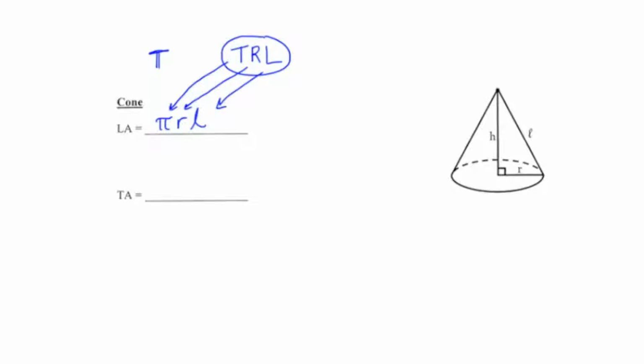Awesome. Now, the total area is going to be the lateral area plus the one circular base. So for that reason, the total area is going to be pi r l plus pi r squared. And these are the two formulas for lateral area of a cone and total area of a cone. Let's go on to the next slide.